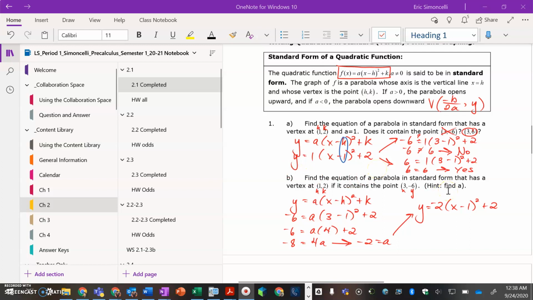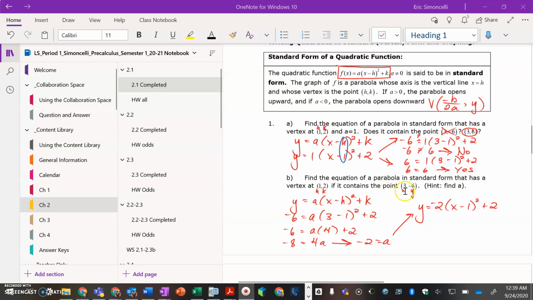So for part B, find the equation of a parabola in standard form that has a vertex of (1, 2) if it does contain (3, -6). So in a sense, we're using what we maybe didn't get to work out for us on the last problem, testing the theory of what maybe a would be, and that's the hint here. So we're going to find a. Well, again, we know h and k, so here they are. Here's h, and here's k. Okay, you don't know a, so leave a as is. We're going to solve for it here in a moment.